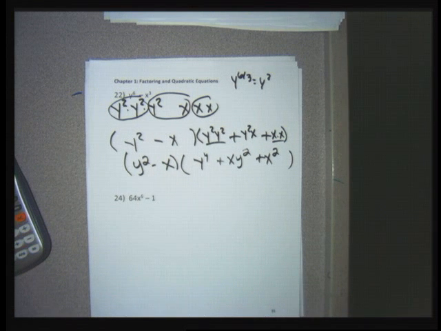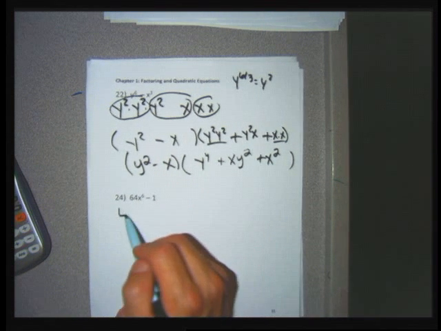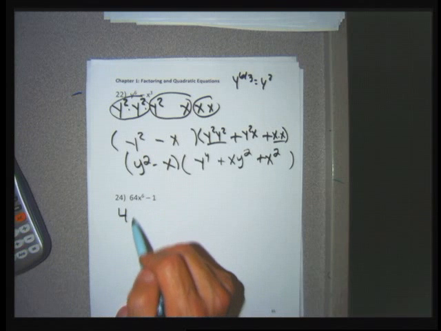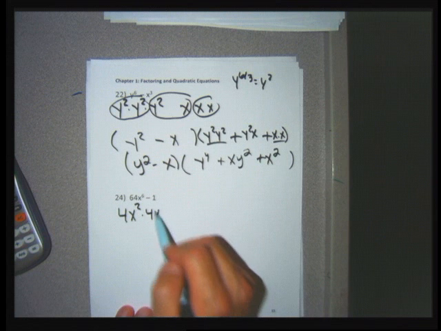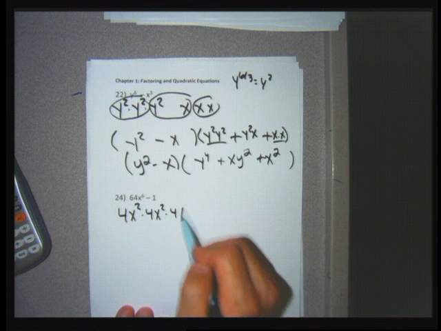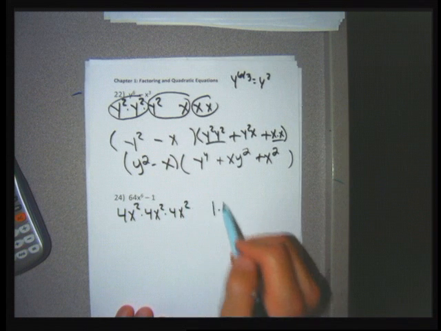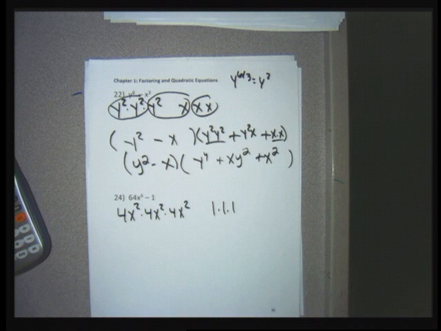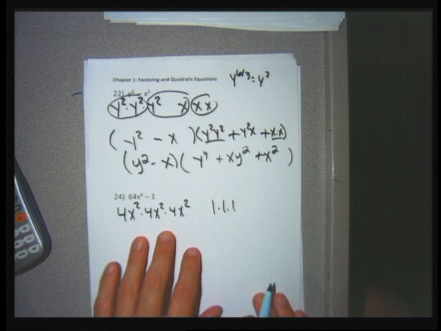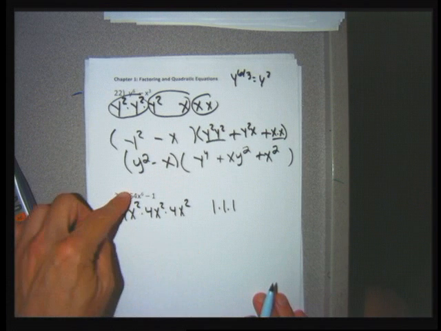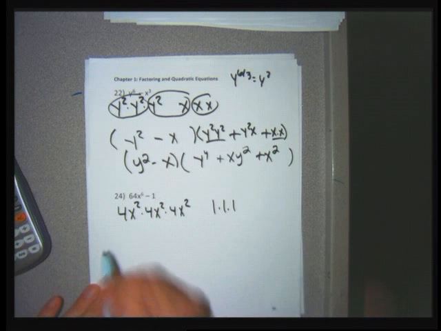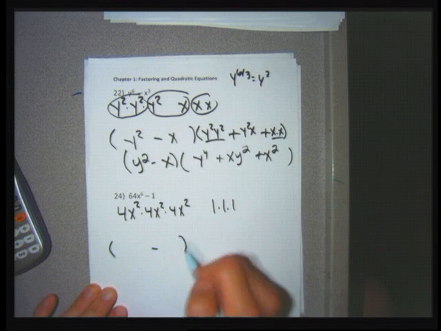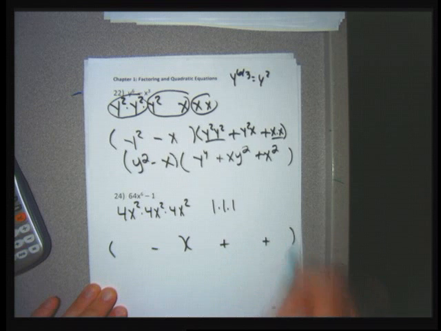In 24, 4 times 4 times 4 is 64. On the x, I divide its exponent by 3 and get an x squared. So the first piece is going to be 4x squared times 4x squared times 4x squared, and 1 is 1 times 1 times 1. So that's writing it as cubes, because 4x squared times 4x squared times 4x squared will multiply to 64x to the 6th, and 1 times 1 times 1 will multiply to be 1. Get my signs, minus first, plus and plus second.